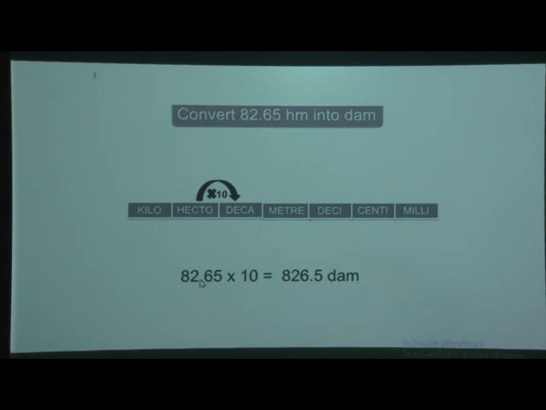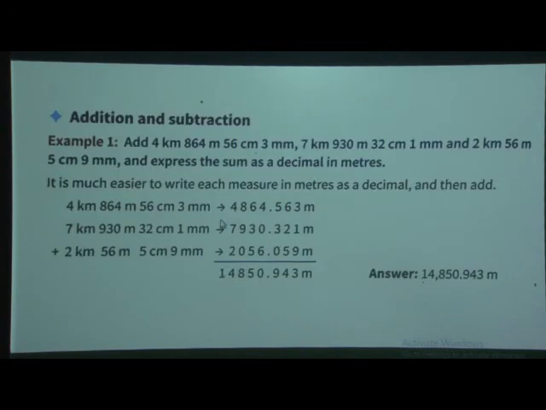The decimal point will shift one place, because it is multiplied by 10, so it is 826.5 decameter. As I already told, we have to multiply by 10 to convert into the lower unit. So this was the example: 82.65 hectometer into decameter. Now we will see addition and subtraction.